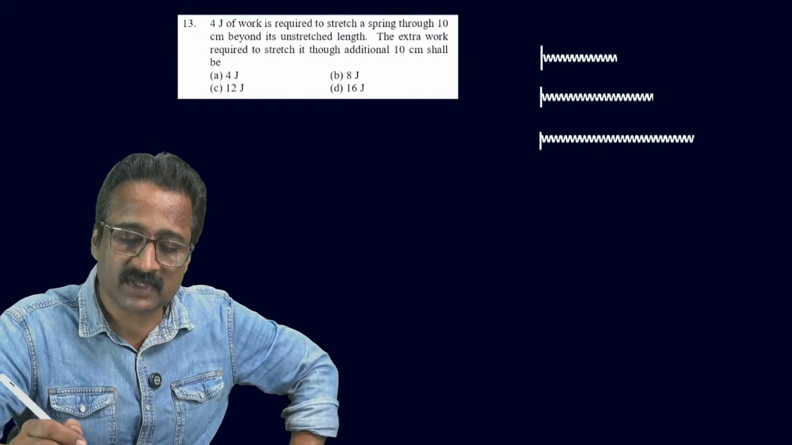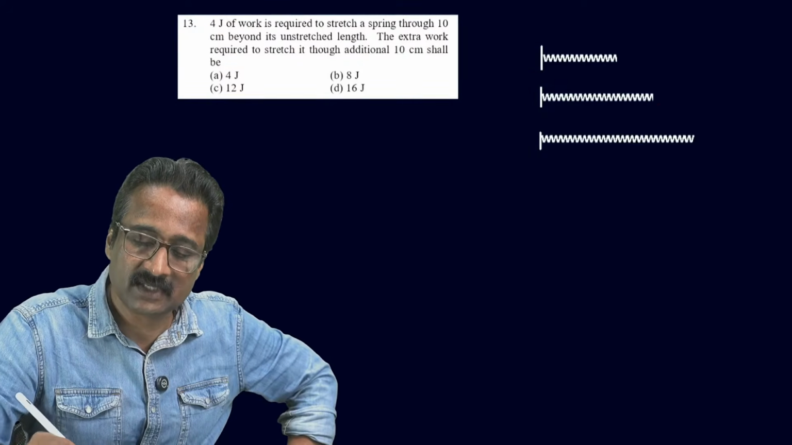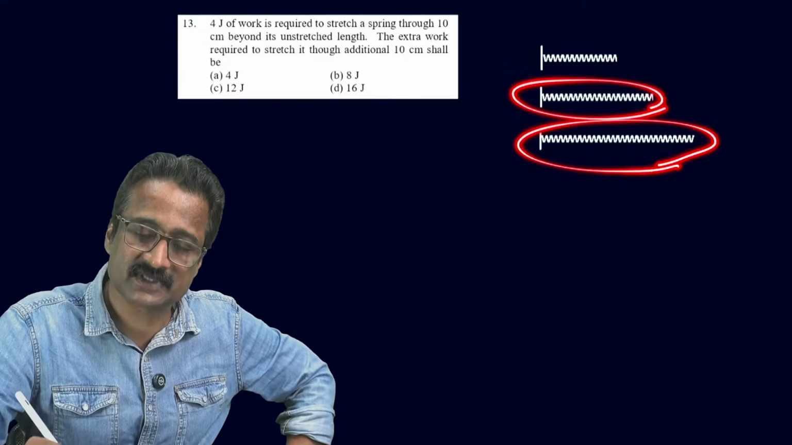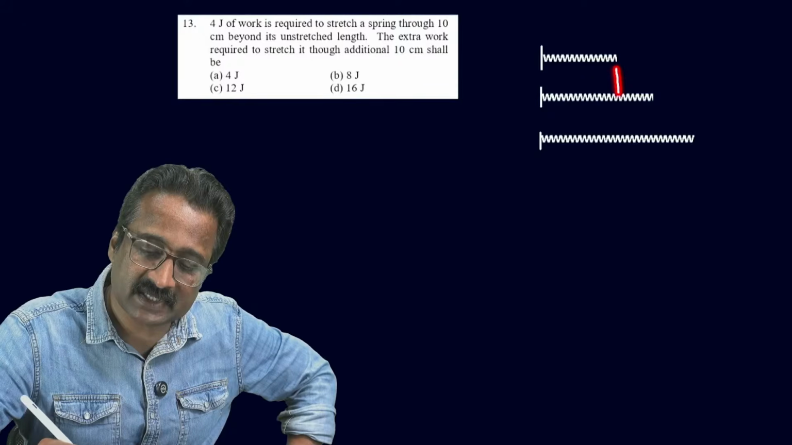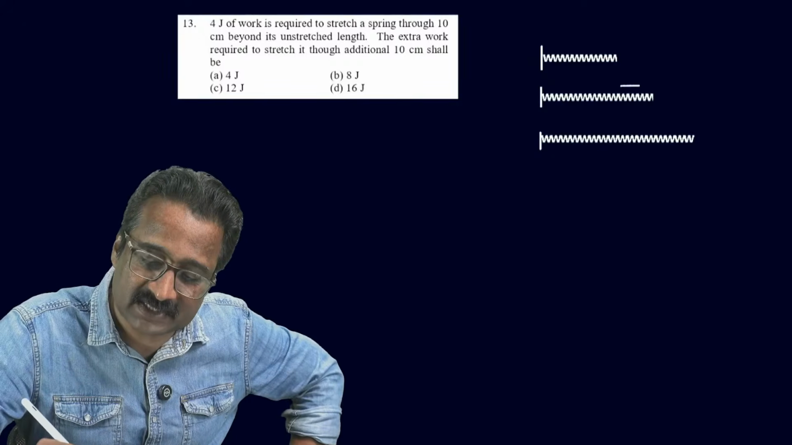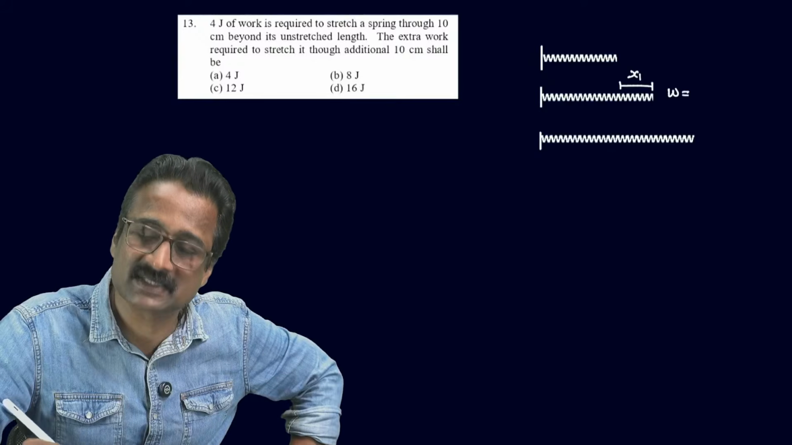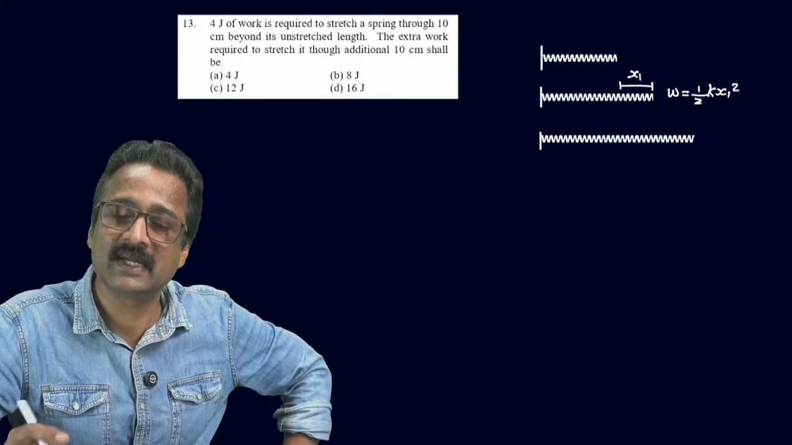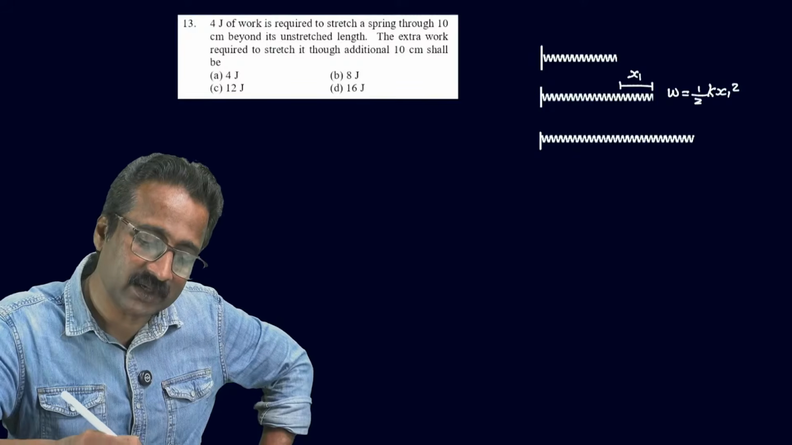Okay, reminding you of work done in stretching a spring. Believe that in my figures, this is the natural length. In the first case, I have stretched it through a certain length, and in the second case, I have stretched the same spring through a larger length also. In the first case, the length of stretch is x1, and you know that the work required for that is W equal to half K into x1 squared. That's the work required to stretch a spring. In the second case, I assume that it is elongated through a larger distance.